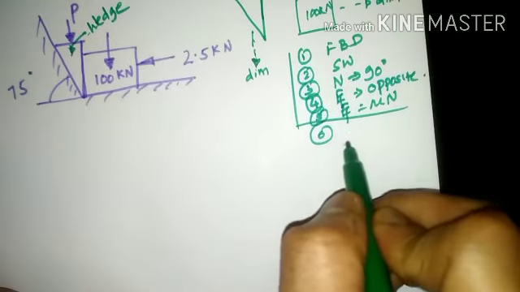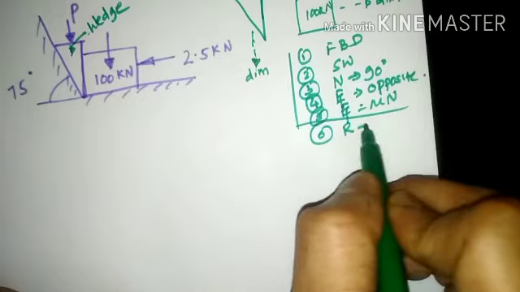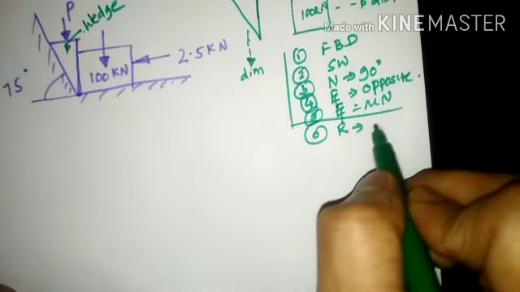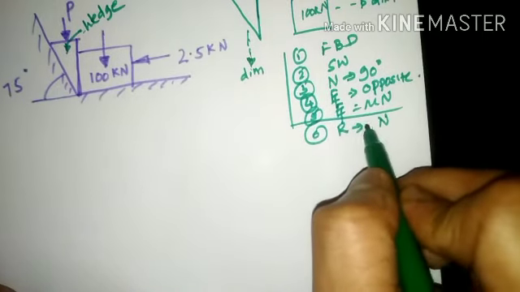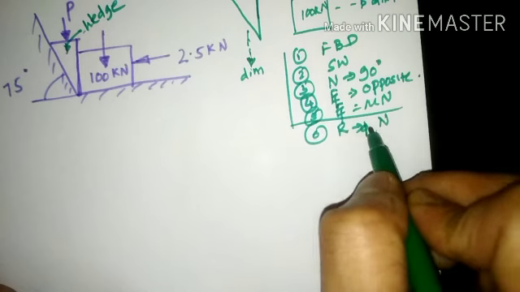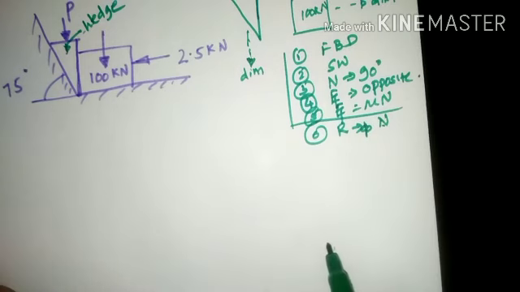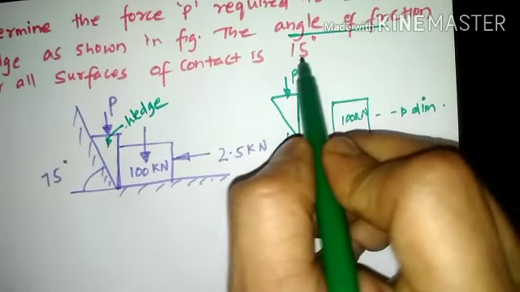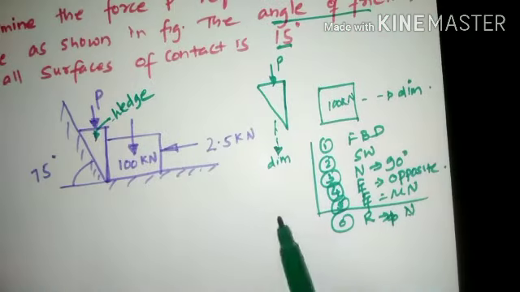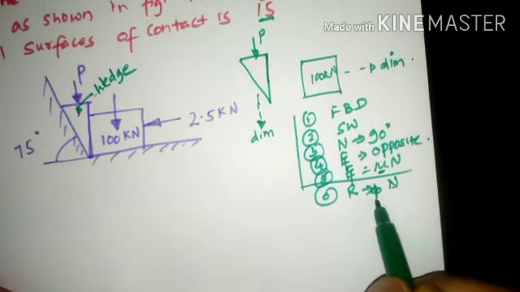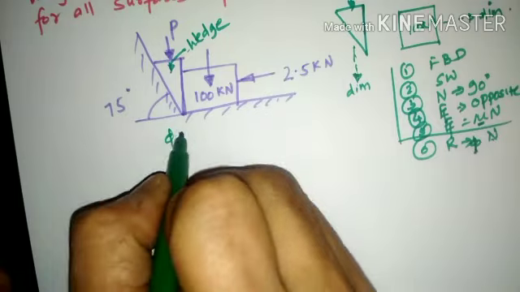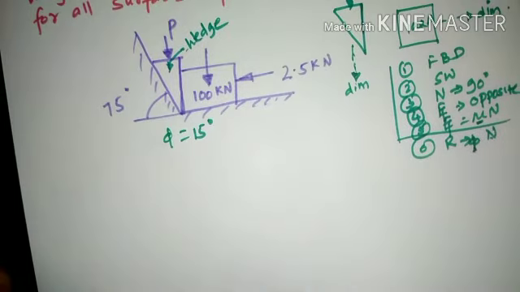Then the important thing is the resultant reaction force component. The resultant reaction force component will always make an inclination of phi, that is the angle of friction phi, with respect to the normal reaction. For this problem, the angle of friction is given as 15 degrees. So instead of coefficient of friction, the angle of friction phi is given. So the phi value is considered as 15 degrees.